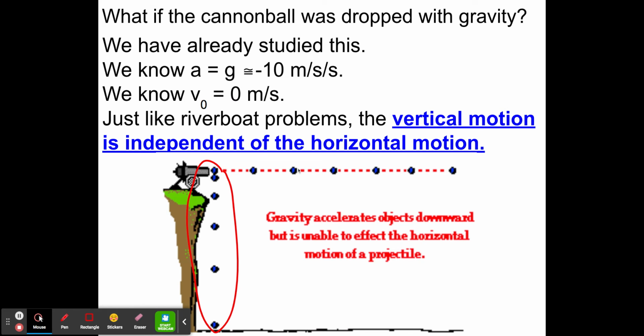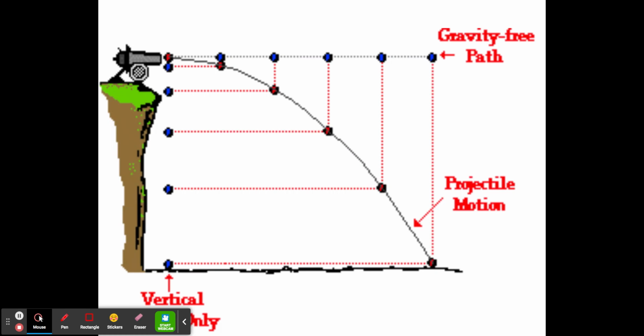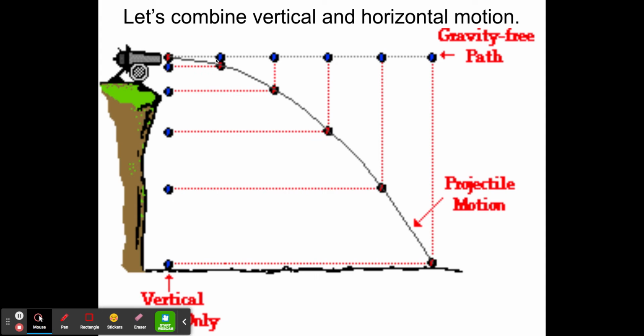So the motion horizontally is independent of the motion vertically. They do not affect each other. So if you fire it faster to the side, that has no effect on the acceleration due to gravity downwards. So keep that in mind. It's one of the most important concepts of projectiles. The horizontal motion is independent of the vertical motion. So what we do is we combine the two together.